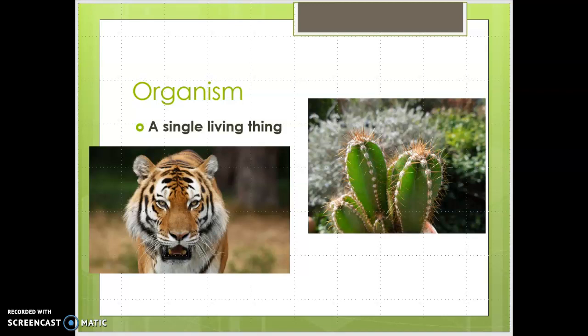So the first term that we're going to be looking at is an organism, which is a single living thing. We've been talking about the word organism this whole school year, so hopefully it's becoming a lot more familiar, even though it can seem somewhat like a highly scientific term.